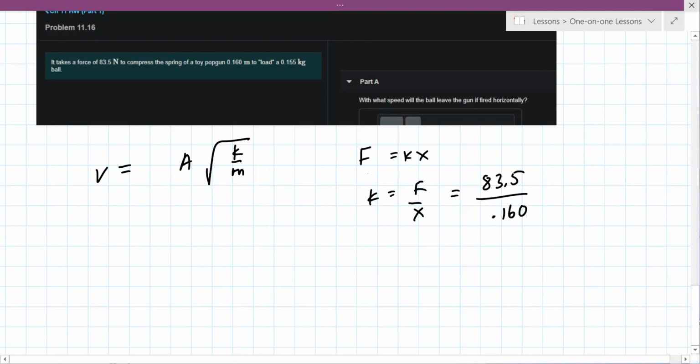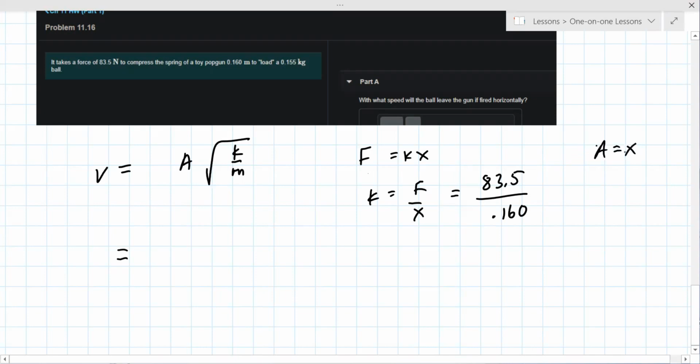So we have everything. So V is equal to, A and X are equal in this problem because it's already stretched. So that's 0.160 times the square root of that K value, which they calculate as an intermediate step, but 83.5 over 0.16, over the mass, which is 0.155.